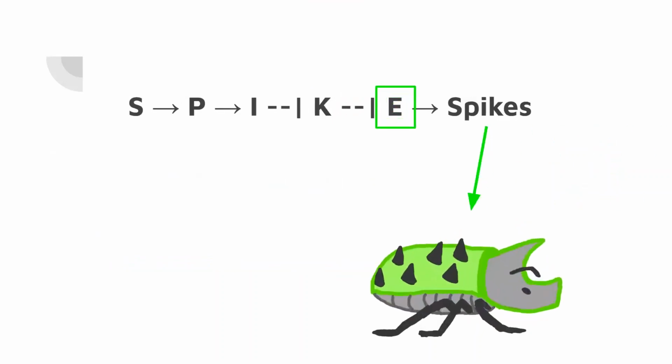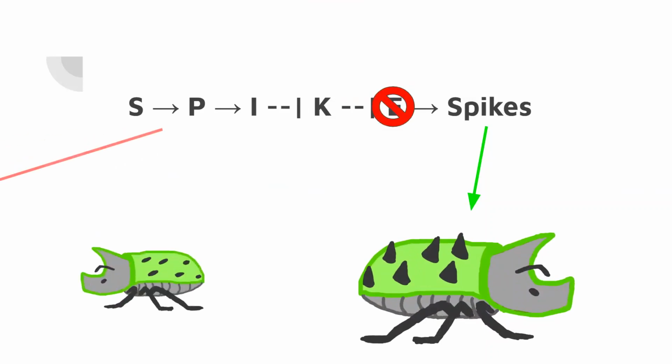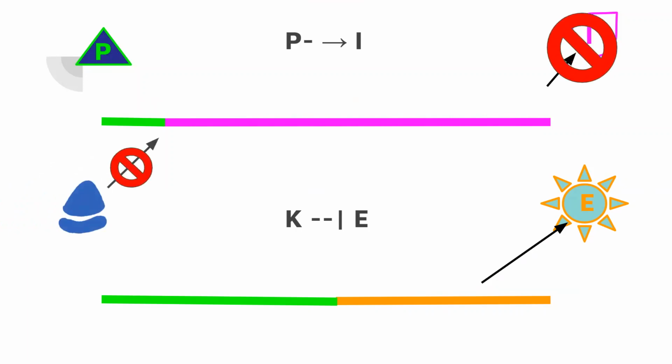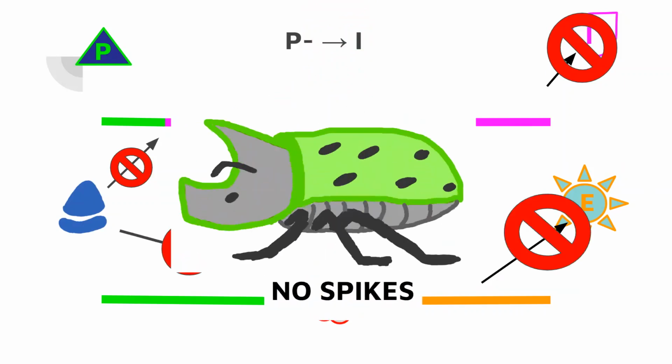Assuming our pathway ends up with the production of E, the cell will activate the formation of spikes in the ectoderm. If no E is produced, there will be no spikes. If there is a mutation in our network that causes P to be non-functional, then transcription of I will not be activated. Since there is no I to repress the creation of K, K will block the transcription of E, and the cell will not form spikes.